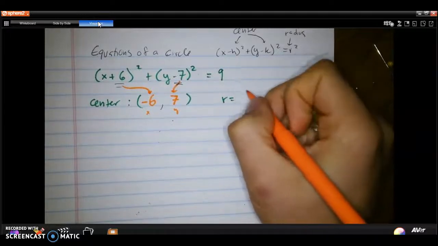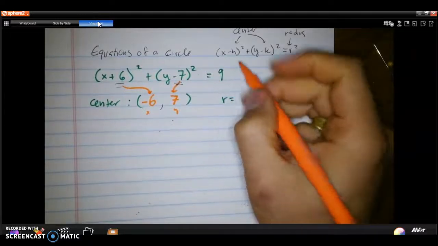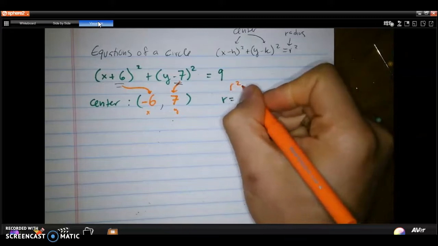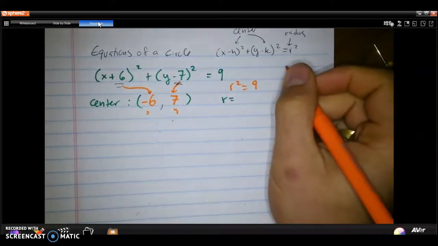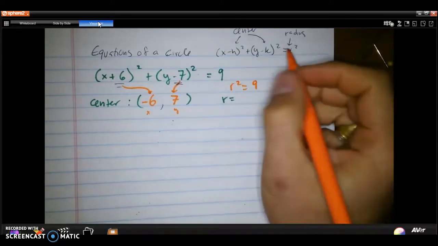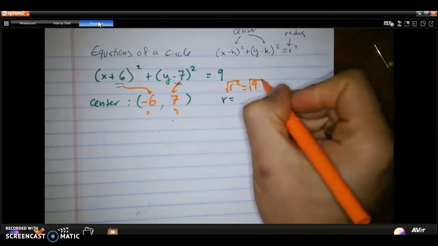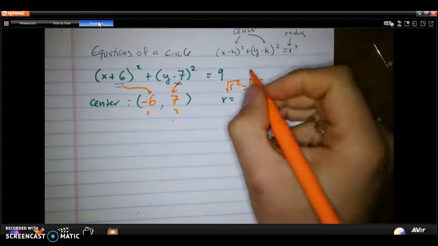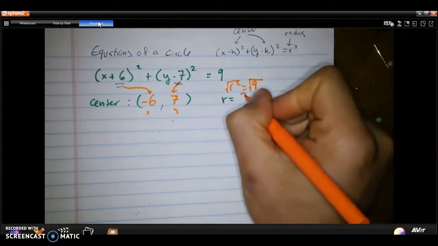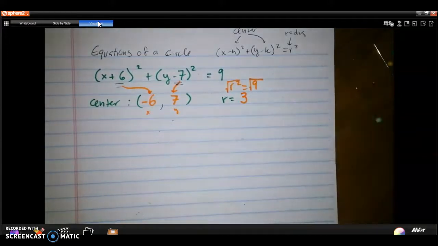Now to find r, remember 9 is equal to r squared. To figure out what r is going to be, we take the square root of both sides, and we're going to get the positive value of 3. Center given, radius given. Let's check out another example.